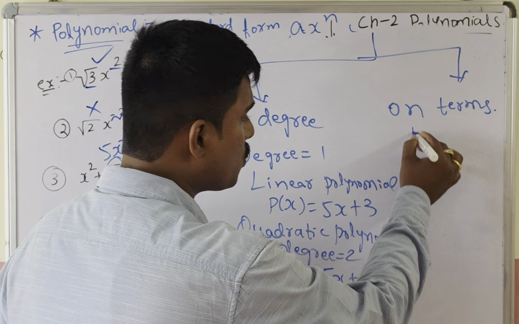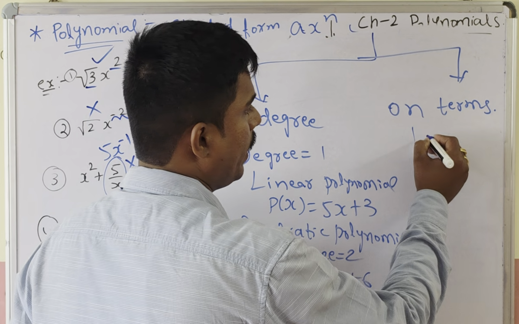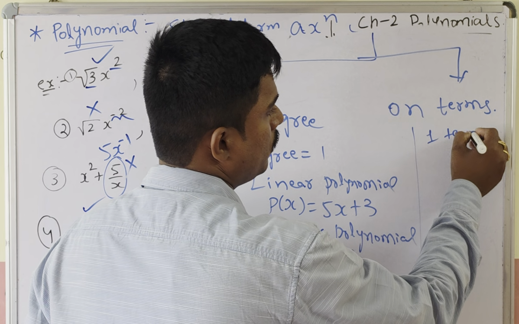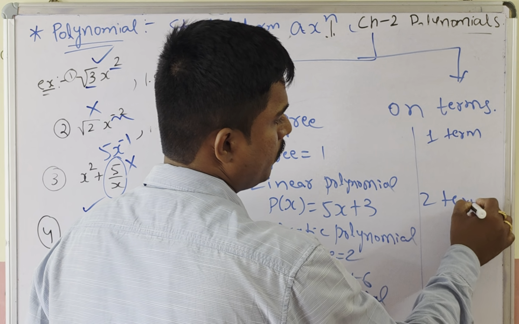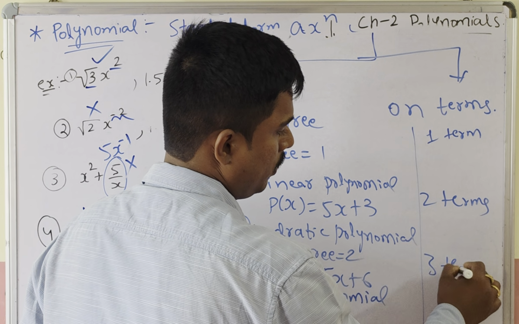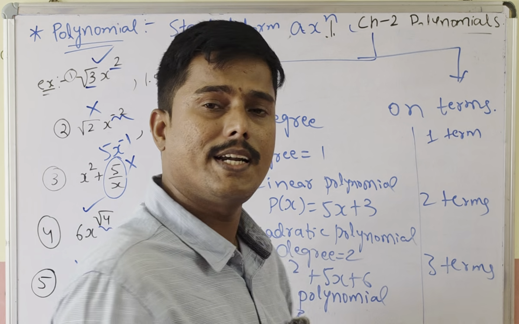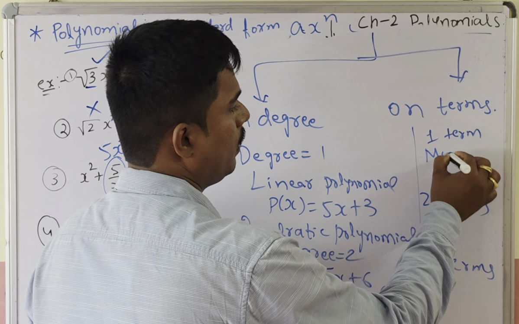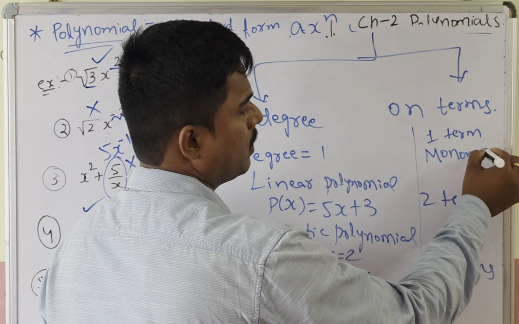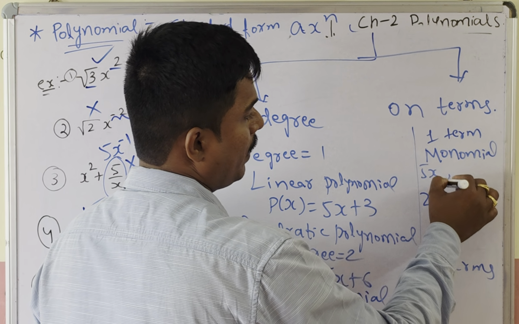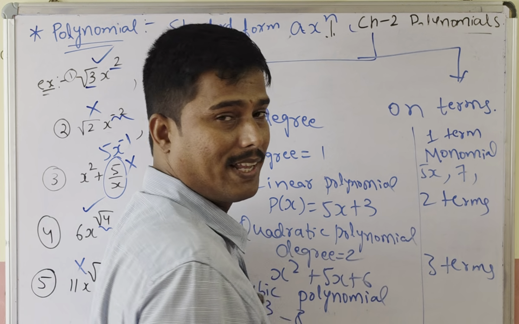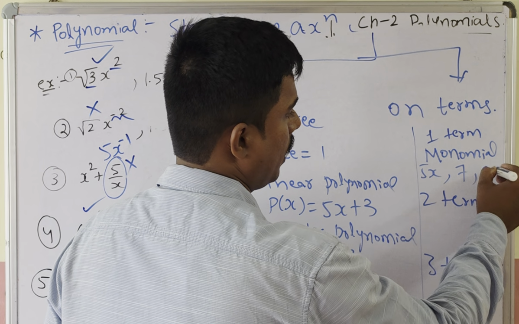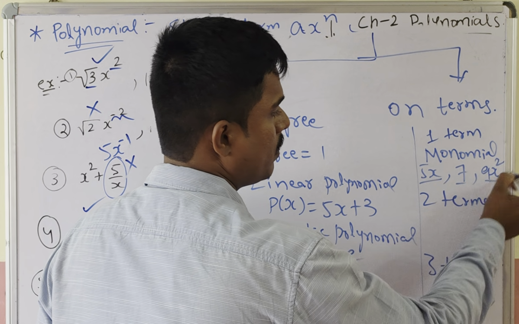In the same way, on the basis of terms: one term, 2 terms, 3 terms are possible. More than 3 terms are also possible. If the number of terms is 1, it's called a monomial. One example is 5x, one example is 7, another is 9x square. It's a single term.